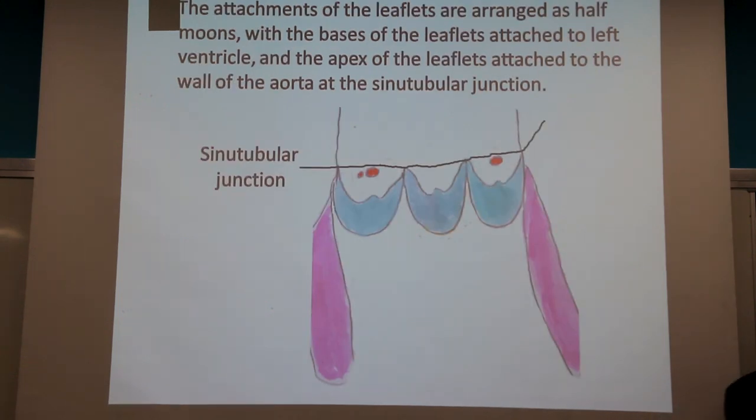The attachments of the leaflets are arranged as half moons. Here is a half moon, half moon, half moon, with the base of the leaflet attached to the left ventricle and the apex of the leaflet attached to the wall of the aorta at the sinutubular junction. This is what we call the sinutubular junction, because it is the junction between the sinus of Valsalva and the tube, meaning the aorta.